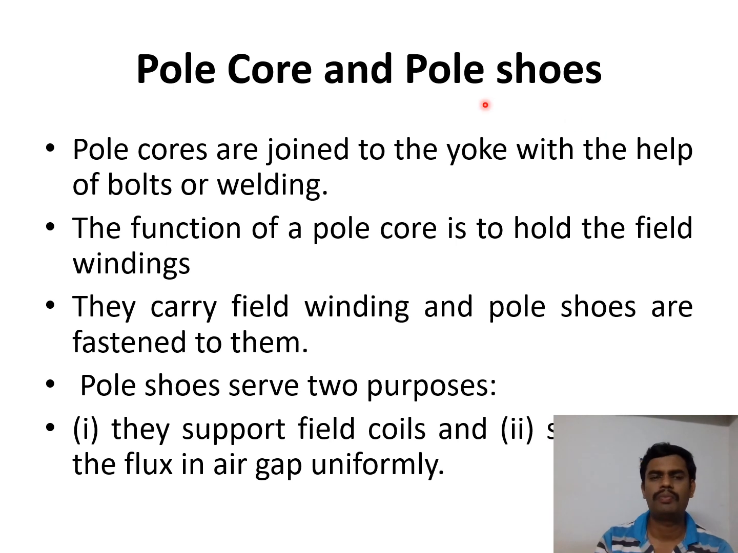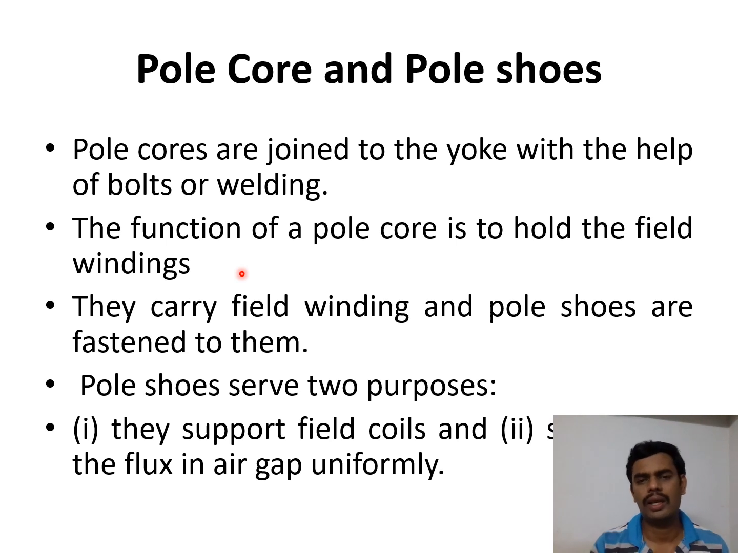Next, pole core and pole shoes. Pole cores are joined to the yoke with the help of bolts or welding. The function of this pole core is to hold the field winding. On the pole core only we will be having the field winding. The field winding will be wound on the pole core.